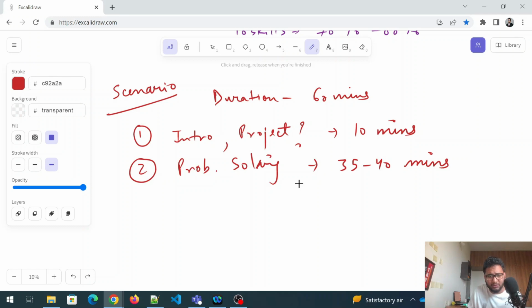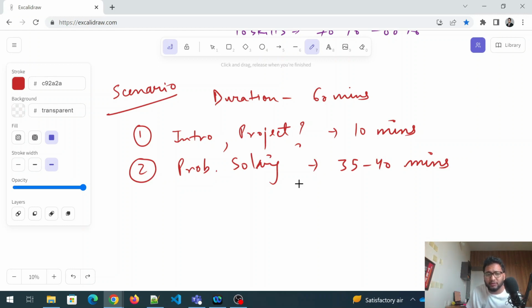Because there are a lot of people who are not very good at explaining the introduction and their project. This can be improved, but they are not, and they can cover up in problem solving. Also, I'm not saying that you should screw up in something. Do everything well, all right? So the problem solving part is 35 to 40 minutes.